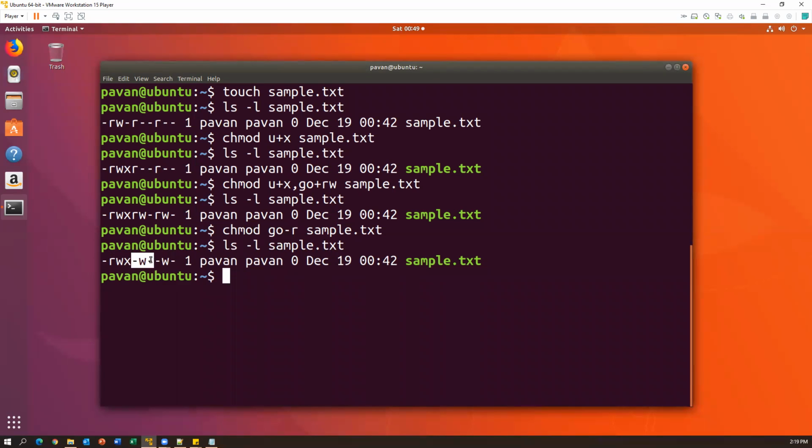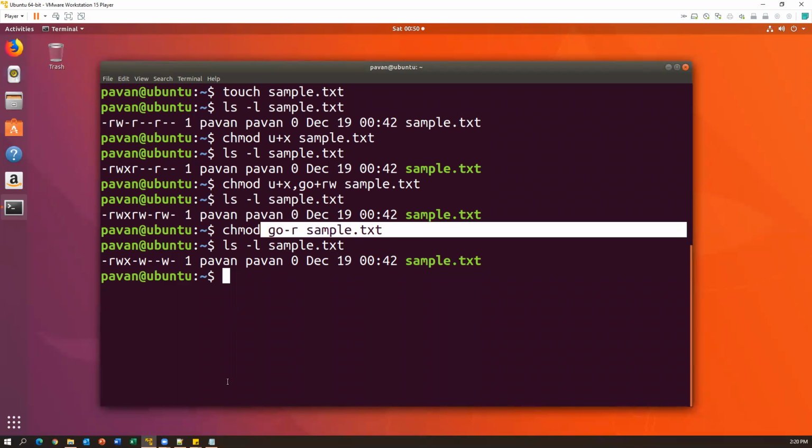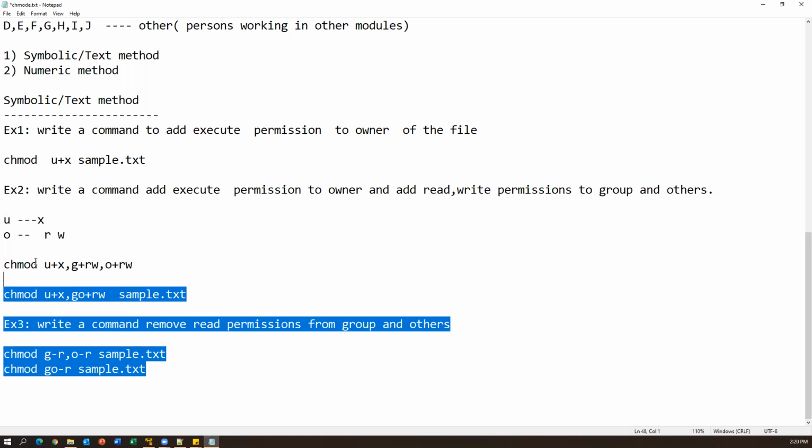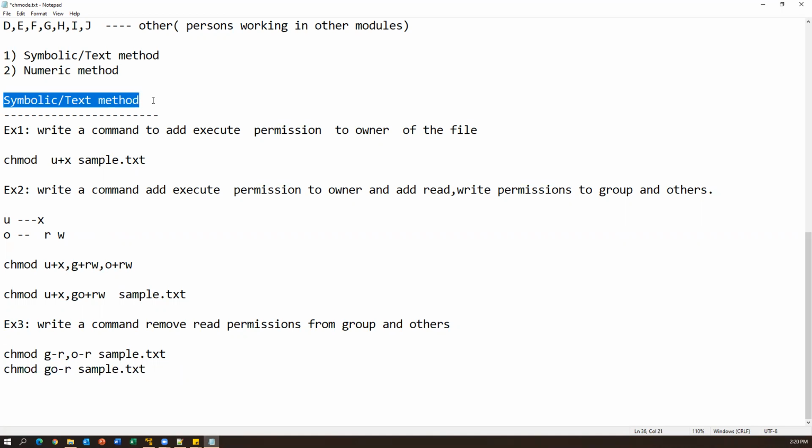If I look at the second three, which represents the groups, there is no read permission, there is no execute permission, only write permission is there. And if I see the last three, there is no read permission, there is no execute permission, only write permission is there, because we have removed read permission from groups and others. So this is how we can use commands along with chmod. These are all examples we have used in the symbolic or text method.